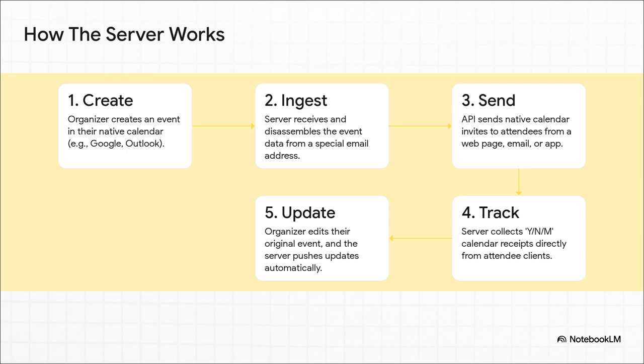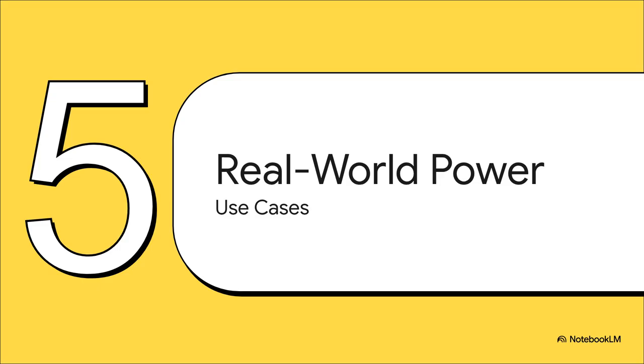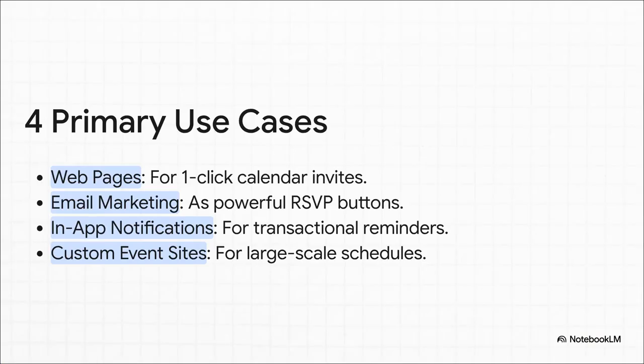And the best part, if the organizer ever changes that original event, the server sees it and automatically pushes the update to everyone who said yes or maybe. It's brilliant. And look, this isn't just some neat theory. This technology is being used in some incredibly powerful ways, scaling from a simple button on a web page all the way up to managing the entire schedule for a professional sports league. I mean, the applications are super versatile.